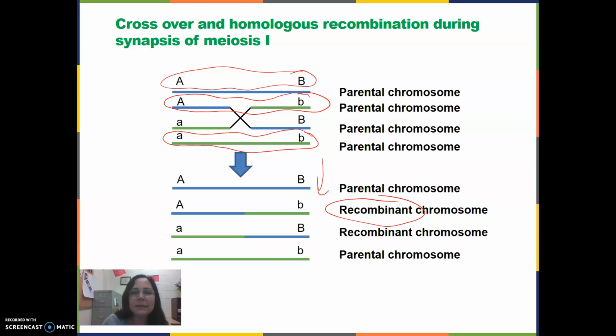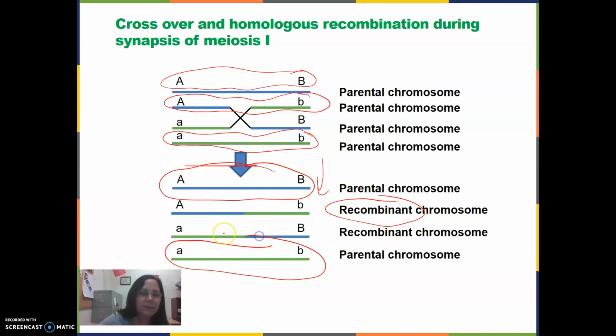But when crossing over doesn't occur, then you only get the top and the bottom versions. All you get without crossing over is this or this. Okay?